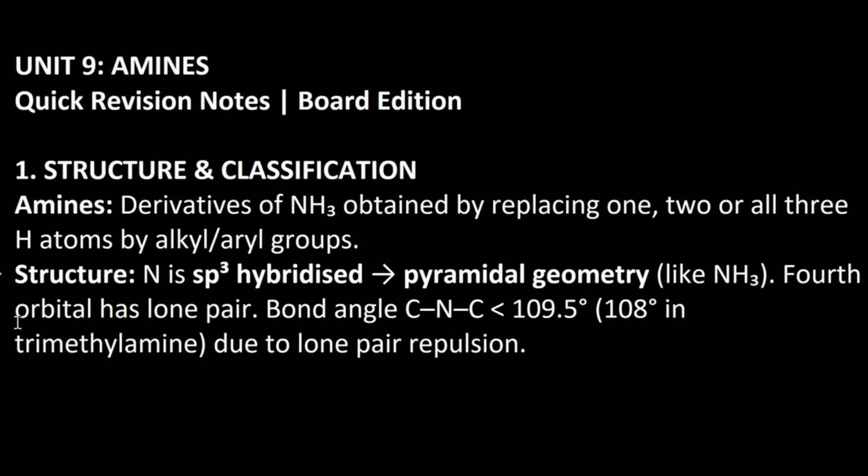Let's start with the amines. Amines are the derivatives of ammonia obtained by replacing one or more hydrogen atoms in the ammonia structure with alkyl or aryl groups. It is an sp3 hybridized, pyramidal geometry like we have for ammonia. The fourth orbital has a lone pair and the bond angle is 109.5, which is for a tetrahedral shape. It is 108 in trimethylamine, which means all three hydrogens are replaced by alkyl groups.